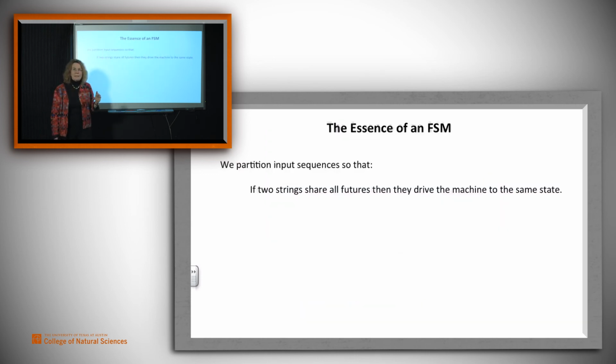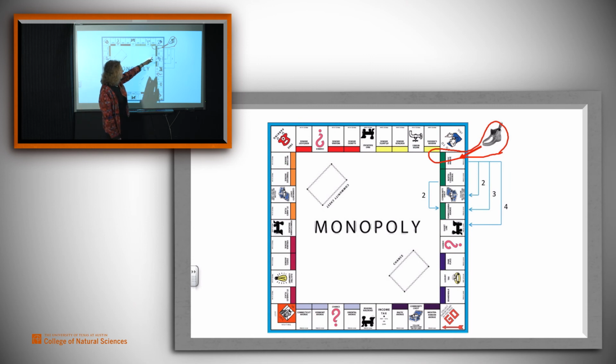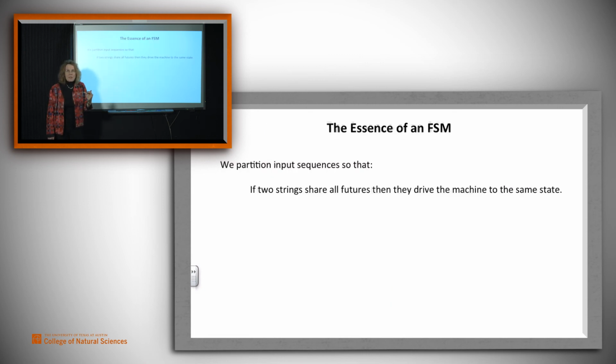So the essence of an FSM is that we partition the input sequences into sets such that if two strings share all possible futures, no matter what happens next, it's going to happen to both of them, then they land in the same state. And you can think of the states here, for example, as simply being the positions on the board. In the case of the vending machines, it's the amount of money that you've got. So the essence of an FSM is that it partitions the possibly infinite number of inputs into a finite collection of groups such that strings are in the same group in case they share a future.